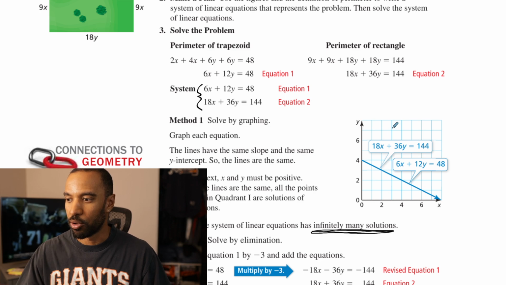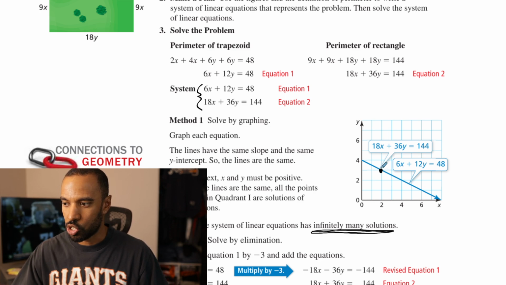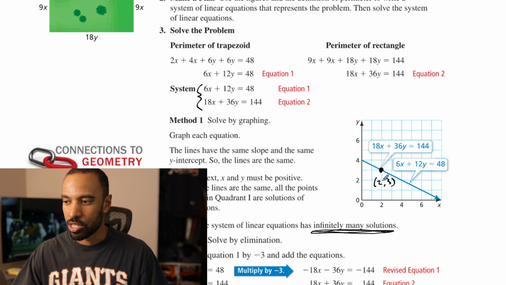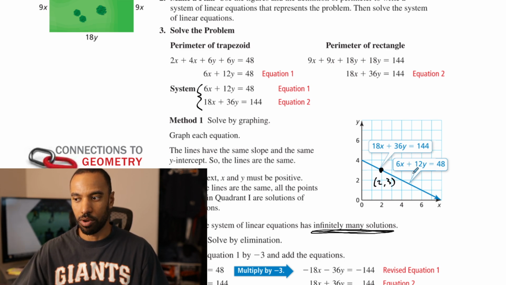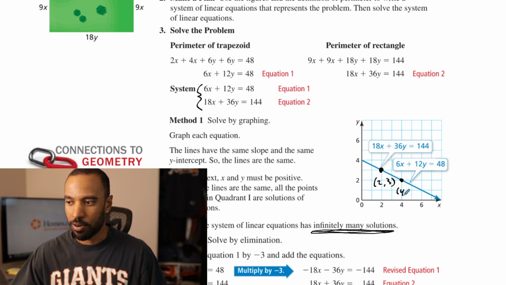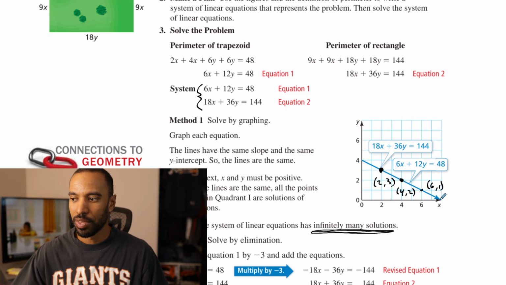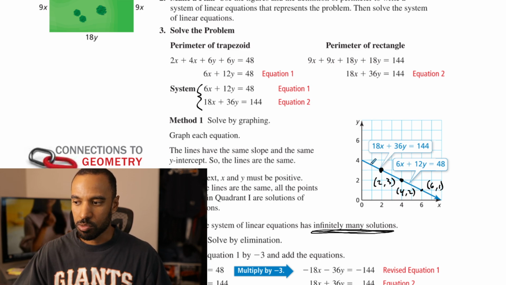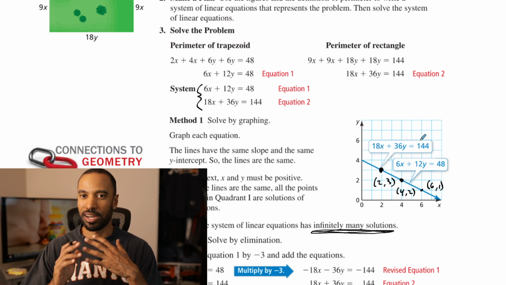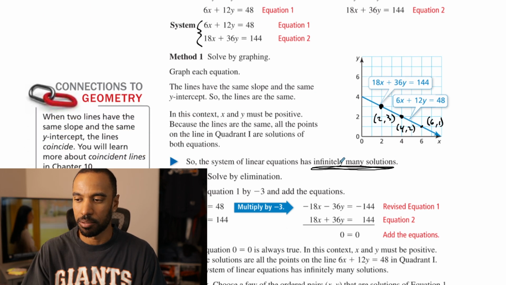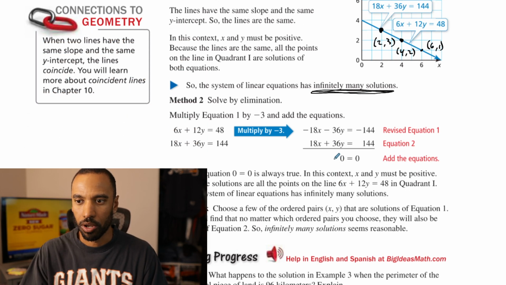That means, for example, this point, assuming that's 2, 3, is a solution to the system. You can plug in 2 for x and 3 for y, and it'll work. You can plug in 4 for x and 2 for y, it'll work. You can plug in 6 for x and 1 for y, it'll work. Can't plug in the zeros. You can plug in some half values. Anything that's on the line works. There's an infinite set within there. There's a real world problem with that.